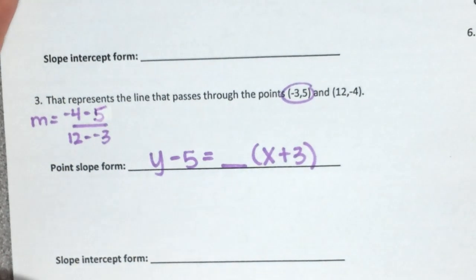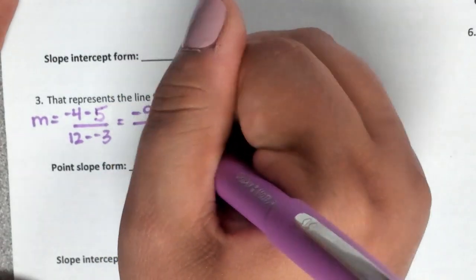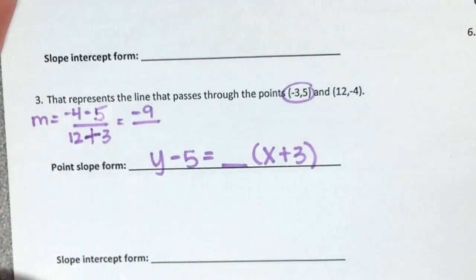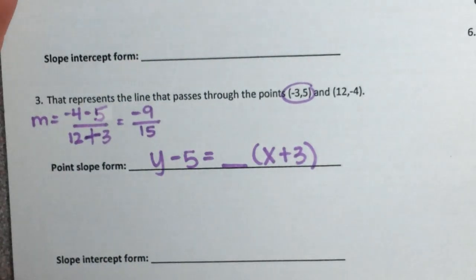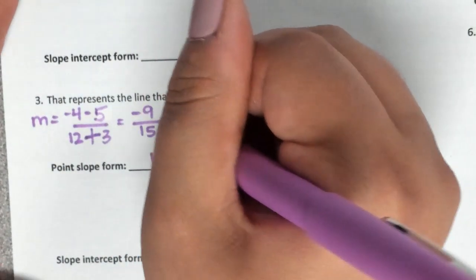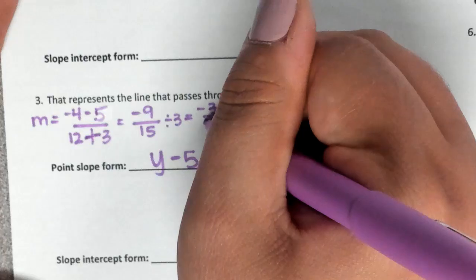What is negative 4 minus 5? What is 12 minus negative 3? What can I change that to? What's 12 plus 3? But I'm not going to write negative 9 over 15. I can divide them by 3, so that gives me negative 3 over 5.